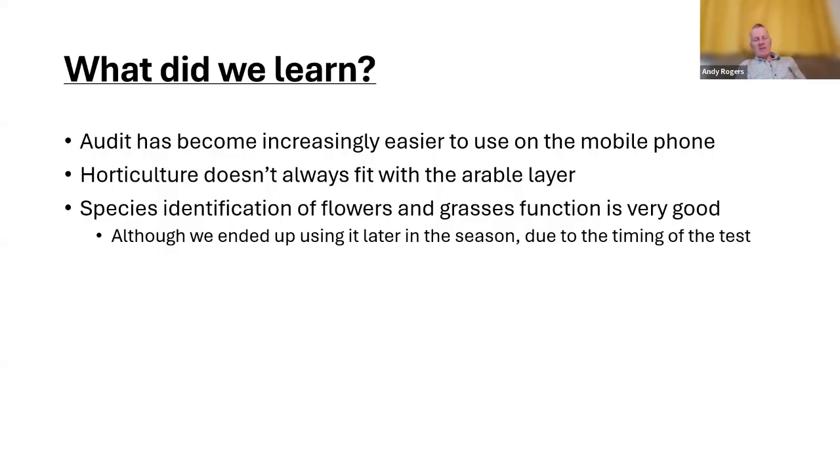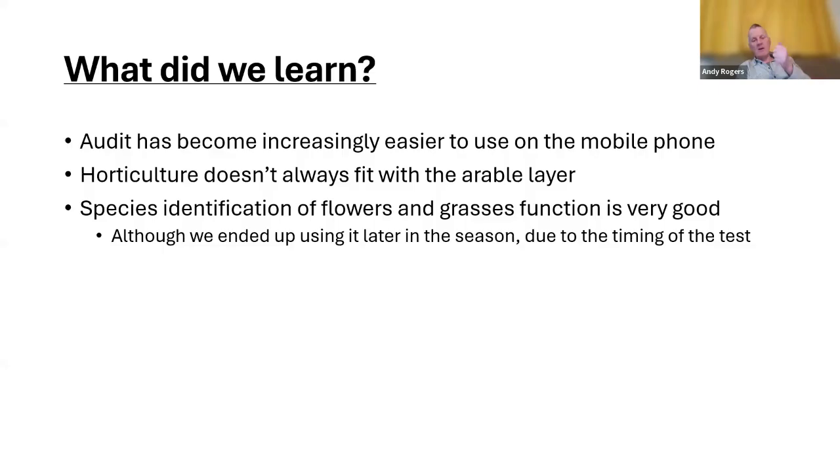One thing I would say is that the species identification of flowers and grasses function is very, very good. We ended up using it later in the season in both years because of the timing of the testing and because of where we were. But it would have been really handy to have that when that photograph I showed you earlier on was in full bloom, because it's dead simple.